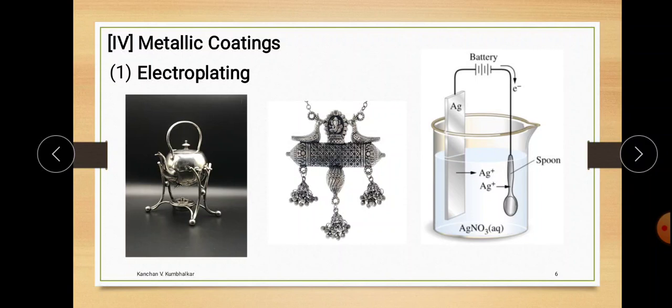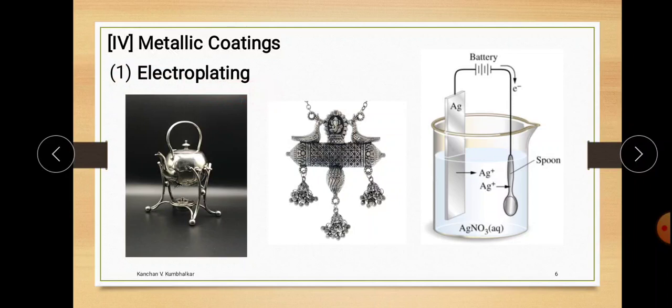When the anode is that of the metal to be deposited, the anode dissolves to replenish the metal in the solution. Using this method, metals like silver, gold, chromium, nickel, copper, zinc, etc. may be electroplated. These are two articles which are silver electroplated. So electroplating is a simple method of covering another metal with a noble metal using an electrochemical process.